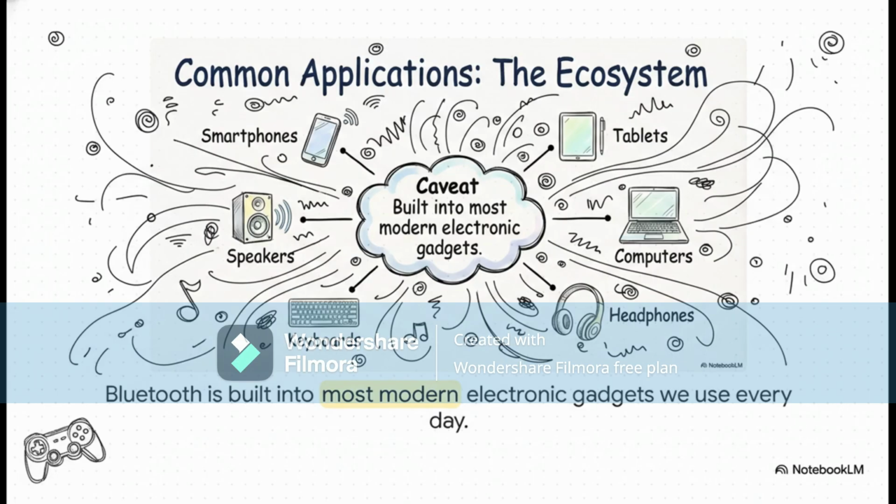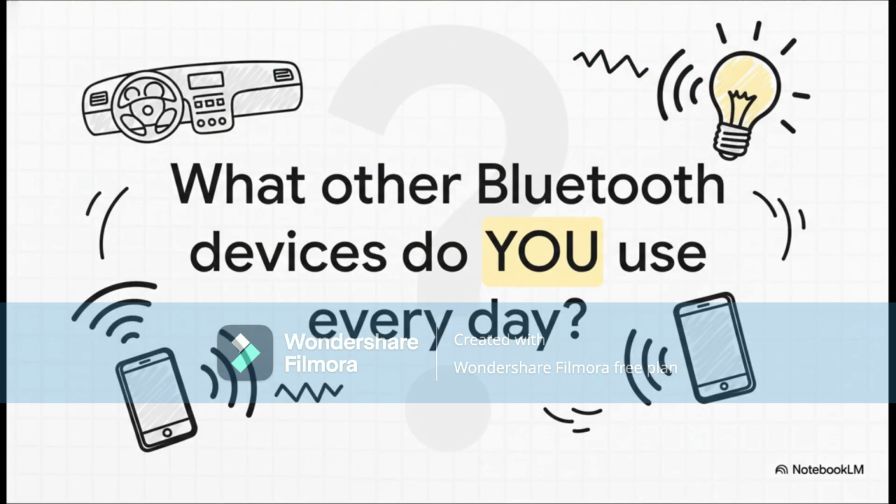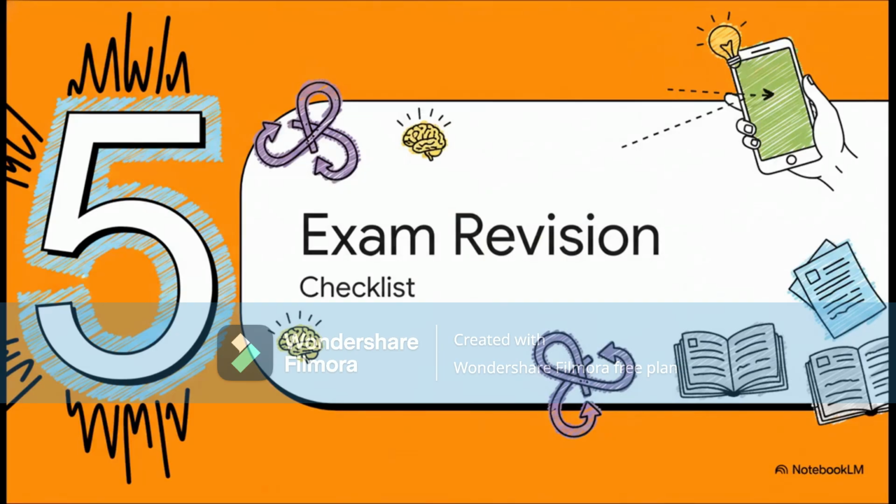It's not just in our phones, it's in our speakers, our headphones, our keyboards, even our video game controllers. It's become the invisible thread that ties our digital lives together. Just stop and think about it for a second. Besides your phone and your headphones, what other Bluetooth devices are part of your daily routine? Your car, maybe? A smart light bulb? It is literally everywhere.